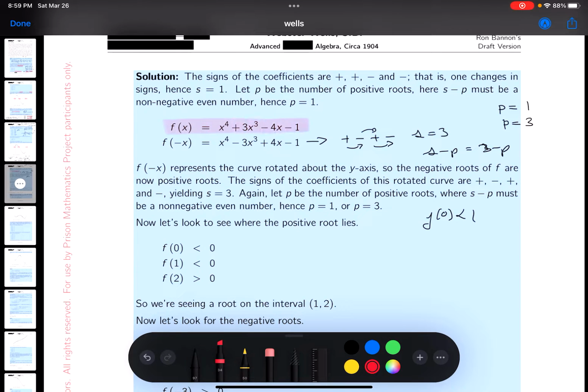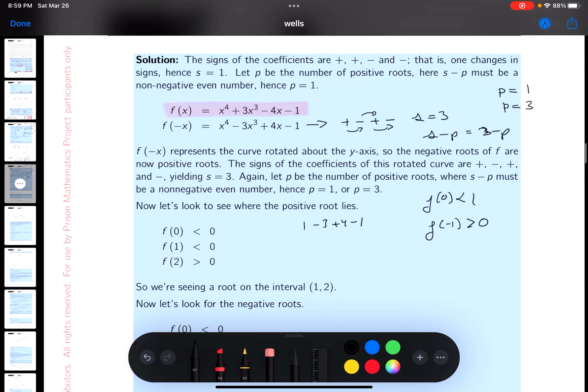Let me remind you what f is again. It's right over here. And then you're going to do f of minus 1. And f of minus 1, what would that give me? Let's write that down. You'd get 1 minus 3 plus 4 minus 1, and that's going to give you a positive number. All right? So what do I now know? I know I got another root, between, let me write down the x for you, the root x is between minus 1 and 0.